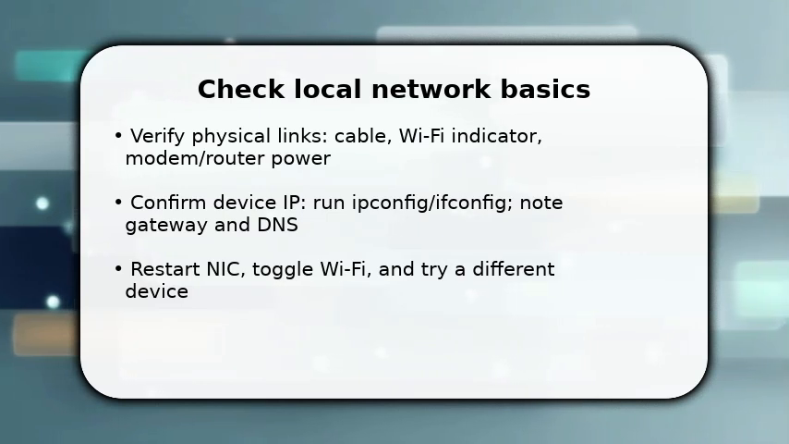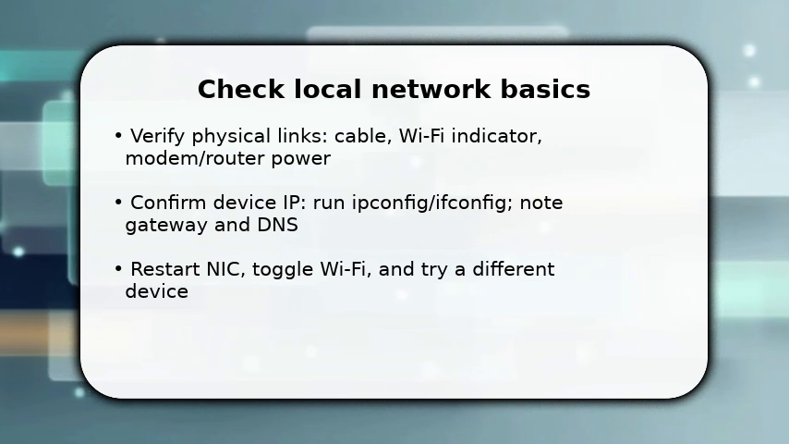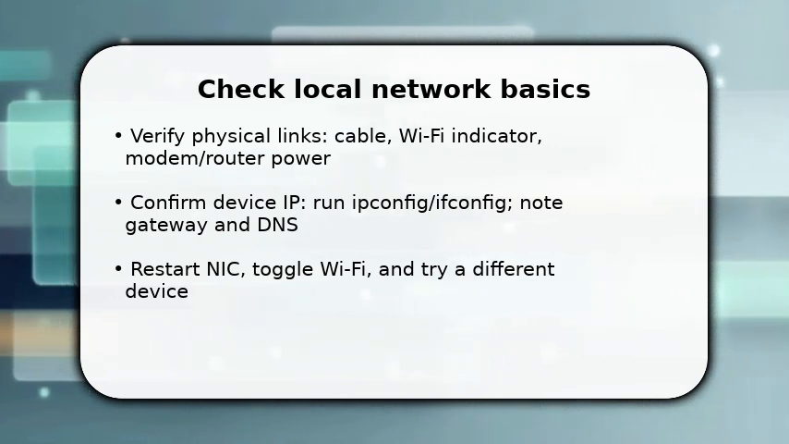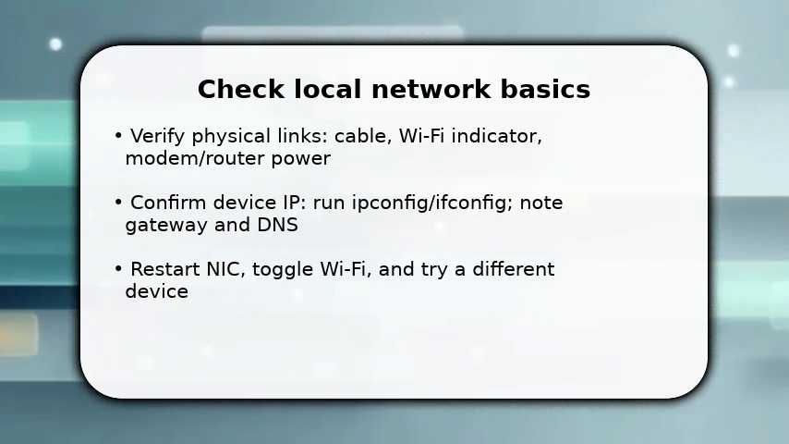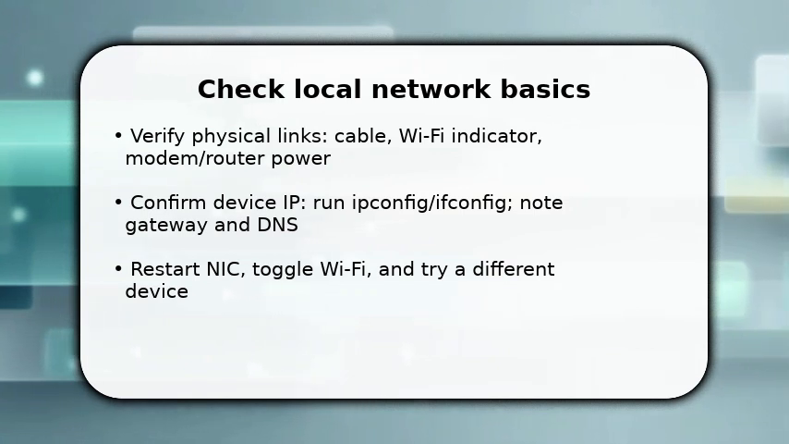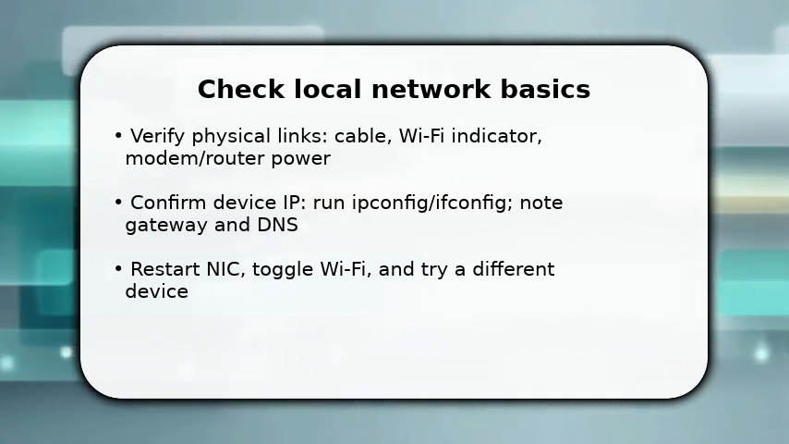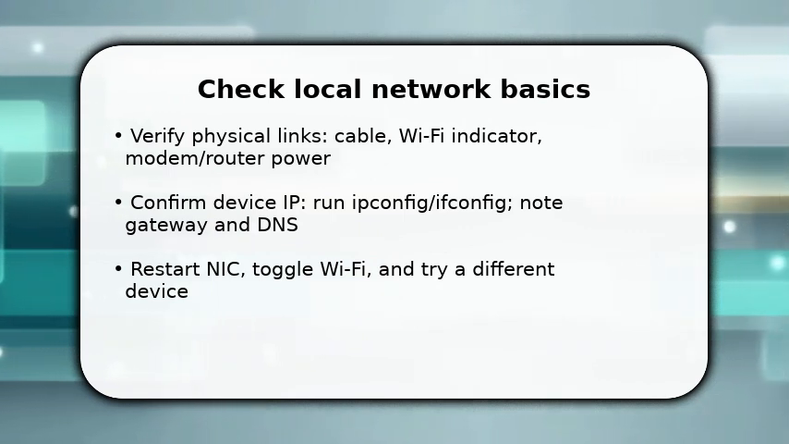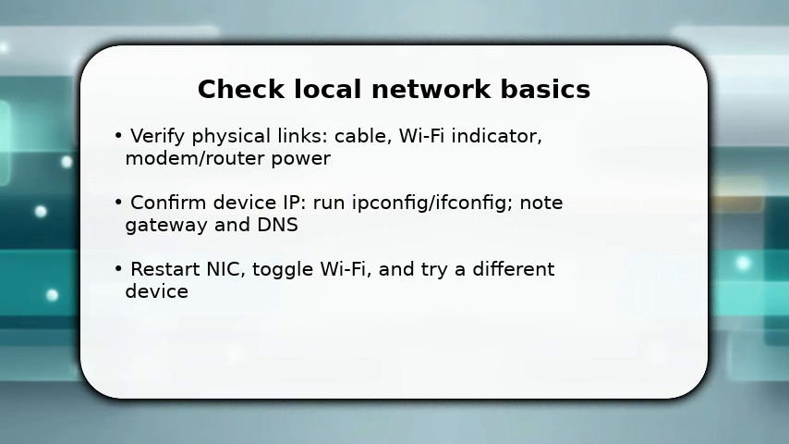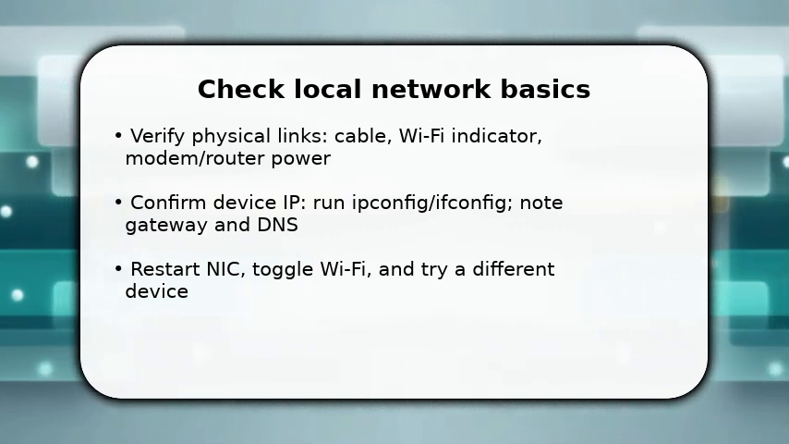Enjoy the video. You start with what you can control, your local network. Check the Ethernet or Wi-Fi indicator and confirm the modem and router are powered. Replace a cable if suspicious. Then obtain your device IP using ipconfig or ifconfig so you know the gateway and DNS entries. Once done, restart the network interface or toggle Wi-Fi. Try another device to isolate whether the issue is one machine or the whole LAN. This prevents wasting time on remote fixes when the fault is local.